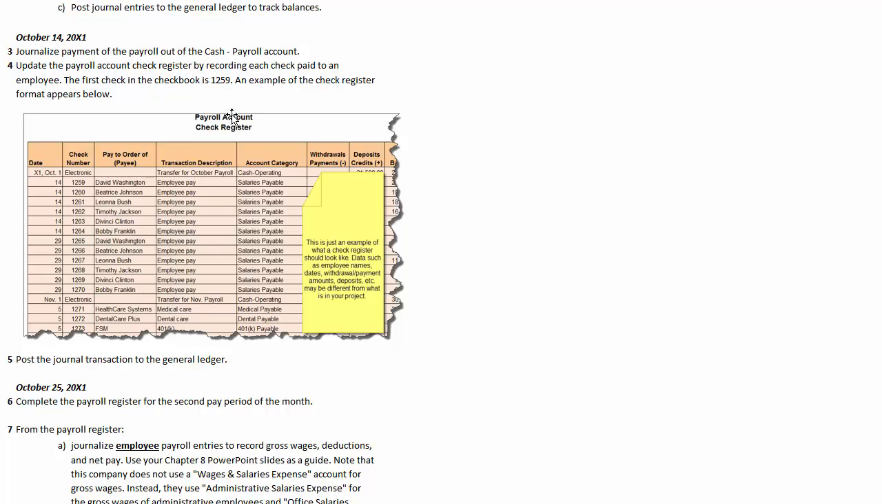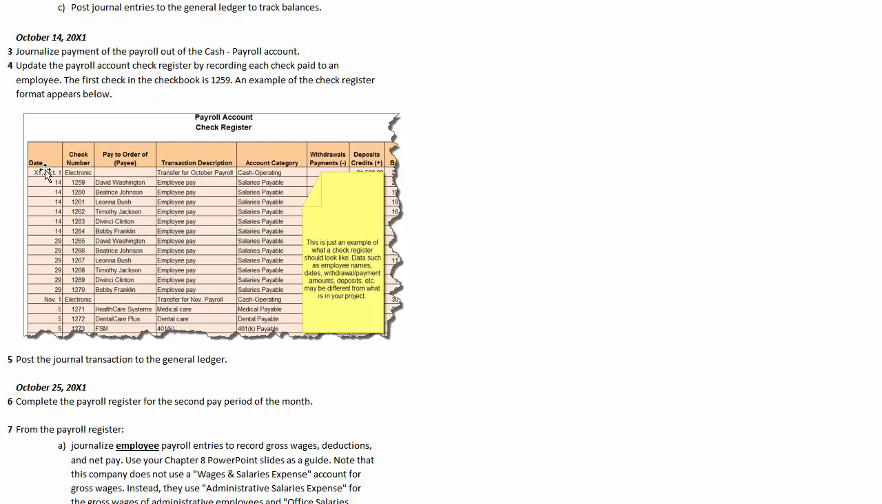So a payroll account check register, what's going on here is it's just a list of all your decreases, withdrawals, or payments, same thing, or deposits, increases, into your check register. So a check register is just a list of all the transactions for an account, similar to a ledger.